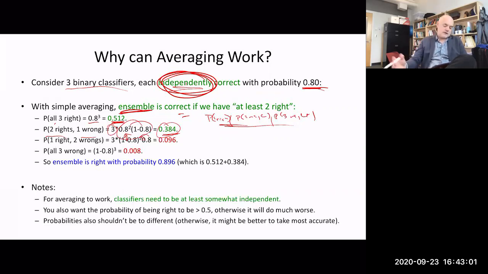Great. And I've already stressed this, it's important, so it's worth re-stressing again. For averaging to work, the classifiers need to be at least somewhat independent, okay? And we're going to build random forests in such a way that we make the classifiers somewhat independent.